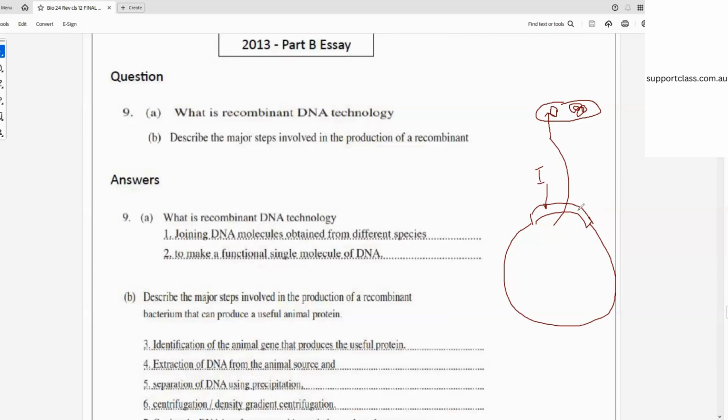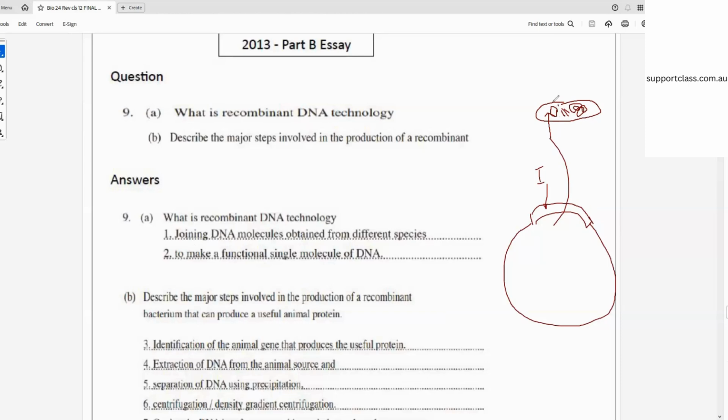The insert has an introduced protein which comes from a mammal or animal. So that protein is expressed, right? Or in other words, that protein is being produced inside the bacteria. If that happens, that is the recombinant DNA technology. So functional means, once you put it into the bacteria, you see whether they can make protein, right?